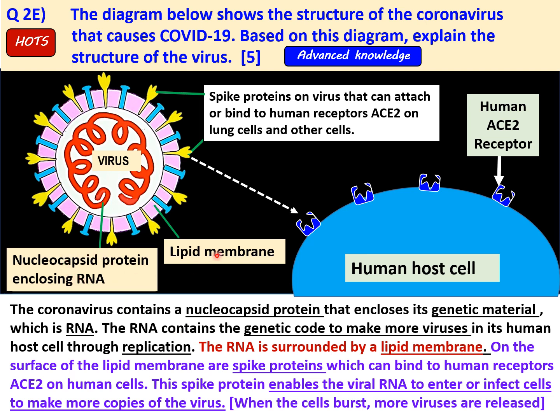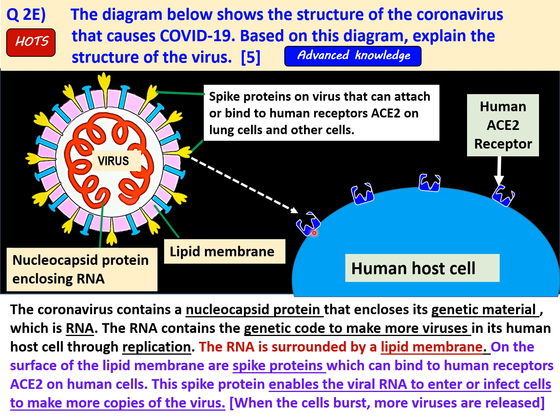Okay? Next, we talk about the lipid membrane. It surrounds the RNA. So the RNA is surrounded by a lipid membrane. And next, we talk about the spike proteins. On the surface of this lipid membrane are the spike proteins. You can talk about where they are found, which can bind to human receptors, ACE2, on human cells. So that's why it's so dangerous, because it can bind to the human receptors easily. This type of human receptor.